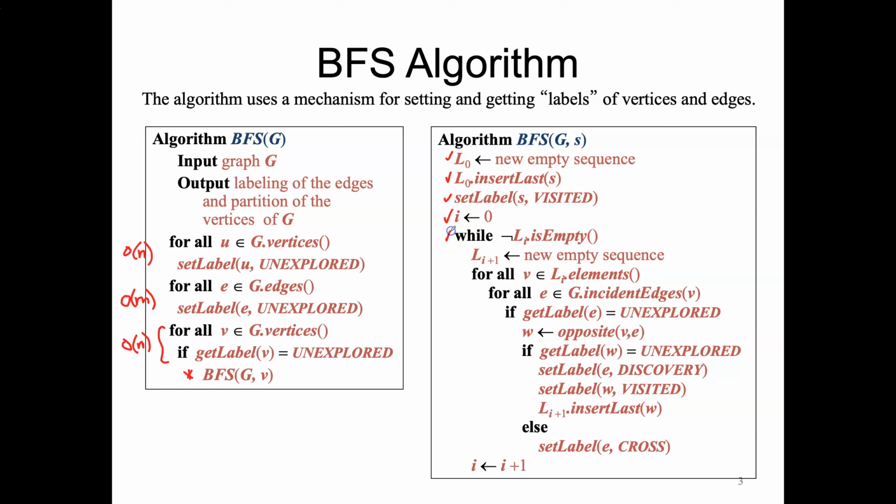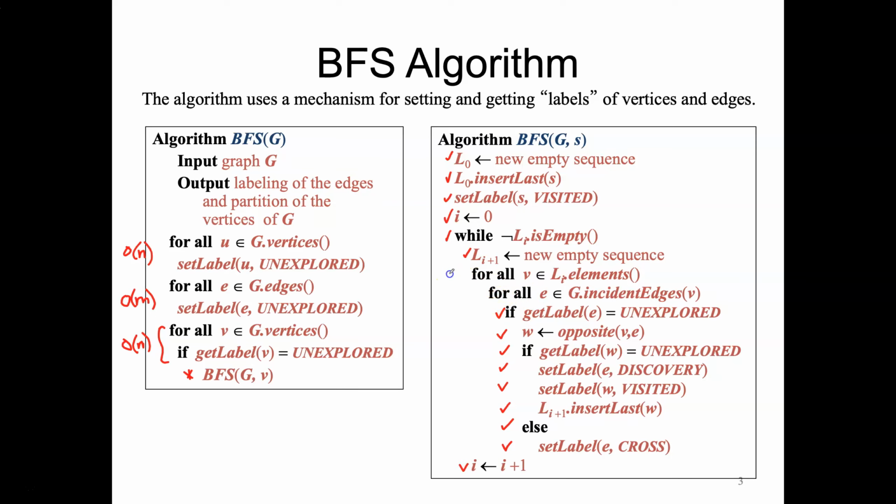Check if our list is empty in constant time, create a new sequence in constant time. Again, getting or setting a label, getting the opposite end of a vertex, these are all constant time operations. Adding to the end of a list, these are all constant time operations. The only question is, how many times do we perform these constant time operations?